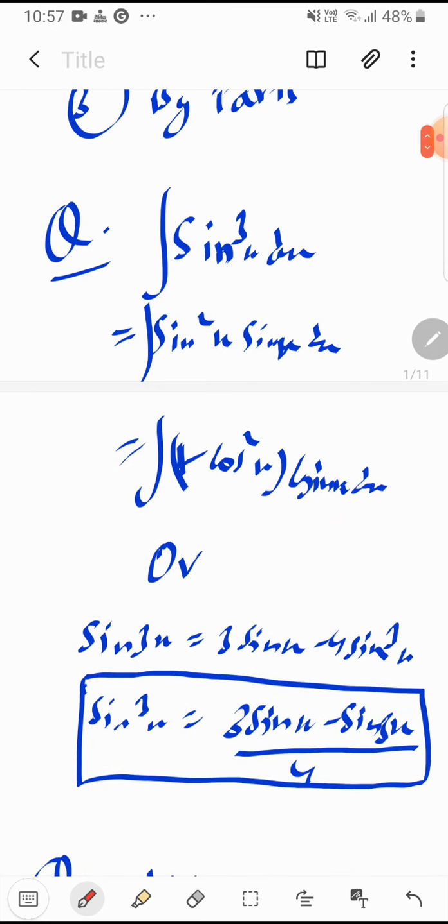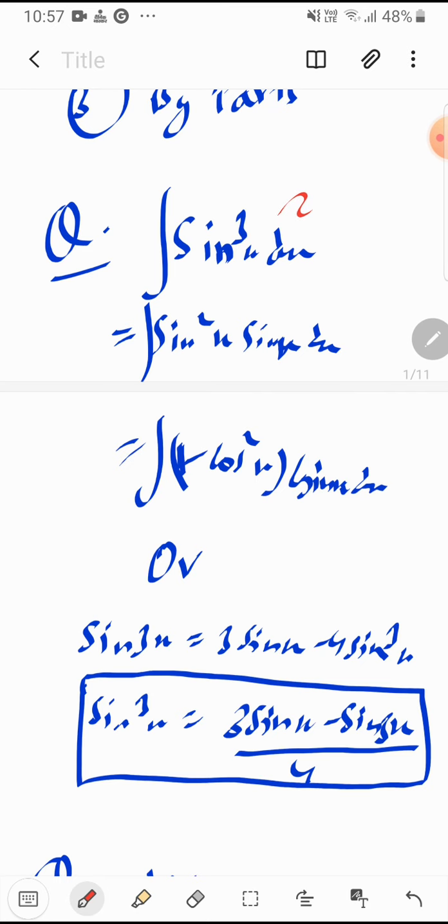The second method is we can find the value of sine cube x from the formula of sine 3x, which is 3 sin x minus 4 sine cube x. From here, the value of sine cube x is (3 sin x minus sine 3x) whole upon 4. So if we substitute this value for sine cube x, it can be integrated very easily.